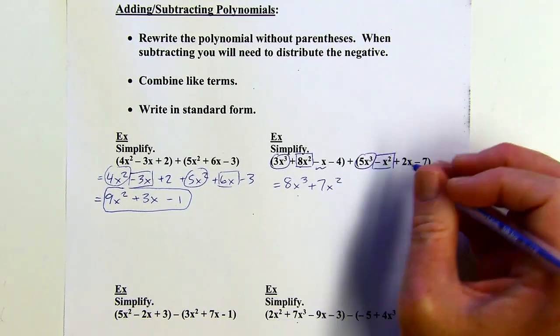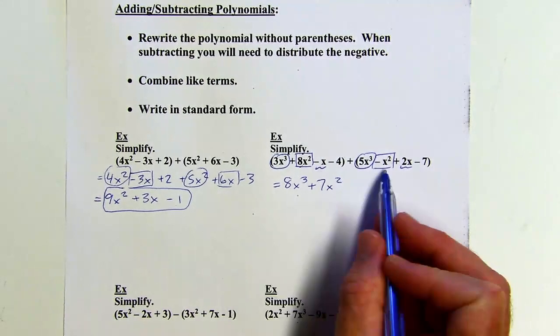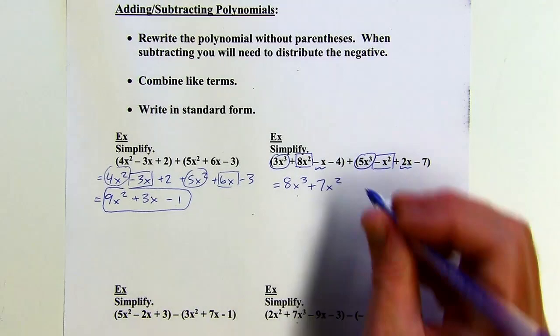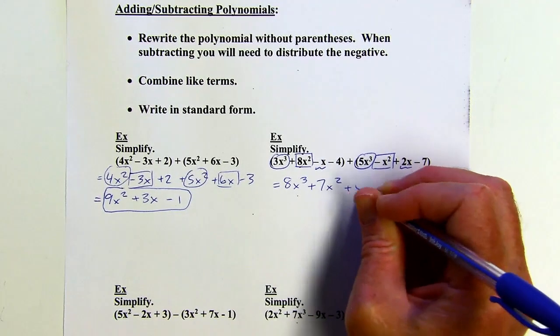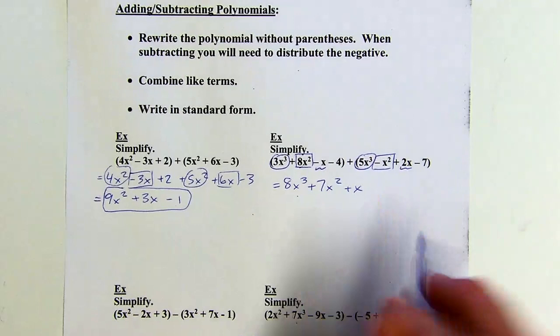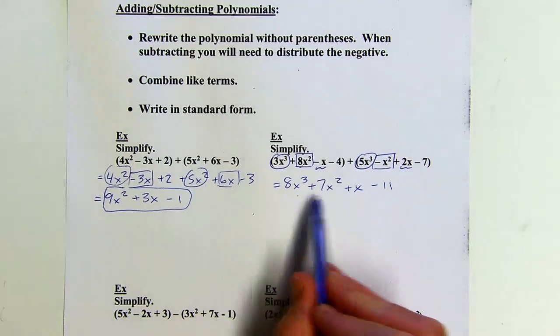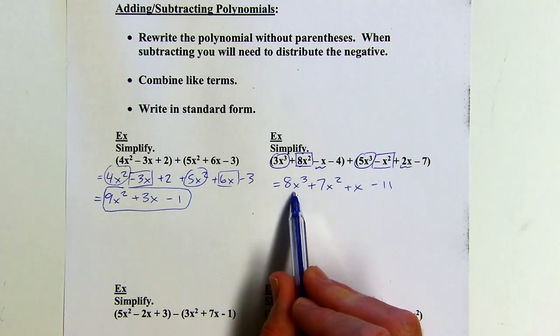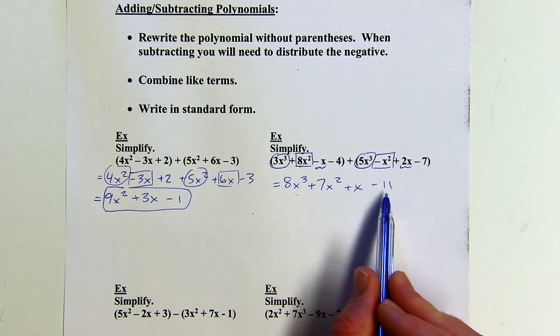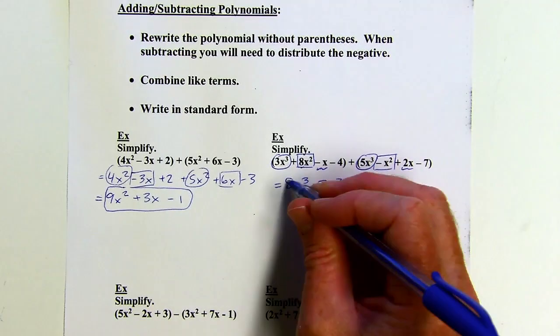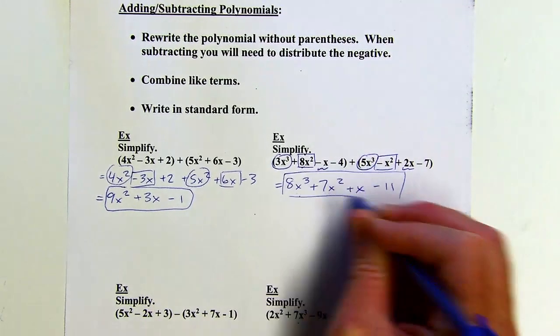And then here I'll underline the x to the firsts. So I've got negative x and positive 2x. That would be positive 1x, or just plus x. And then I got negative 4 and negative 7 gives me negative 11. Then I'm double checking my answer and make sure the highest degree is up front, and it goes down in degree till the lowest degree ones at the end. So it's in standard form.